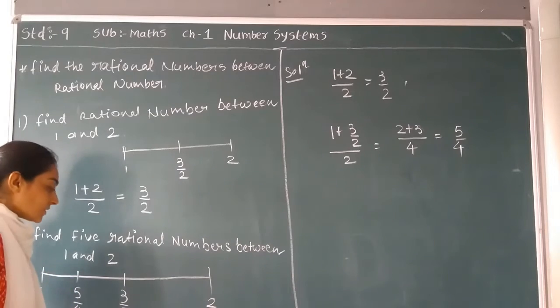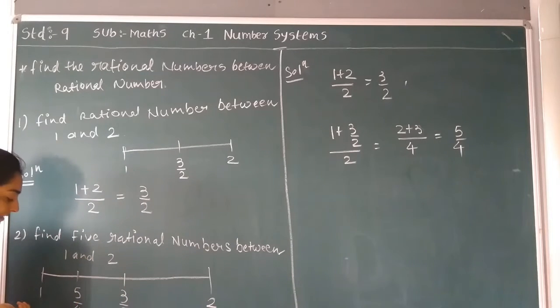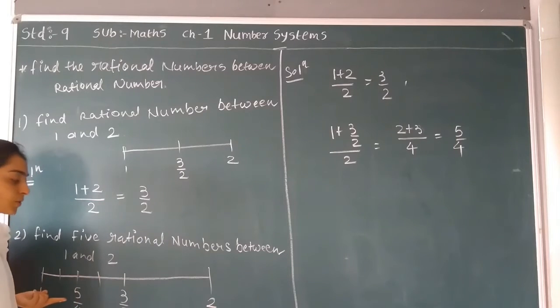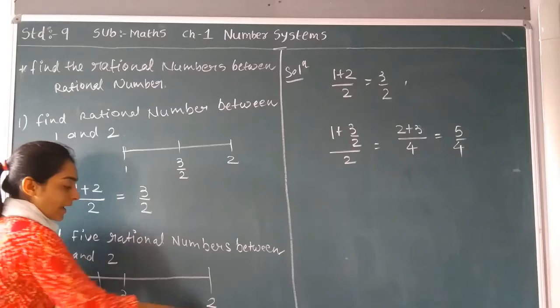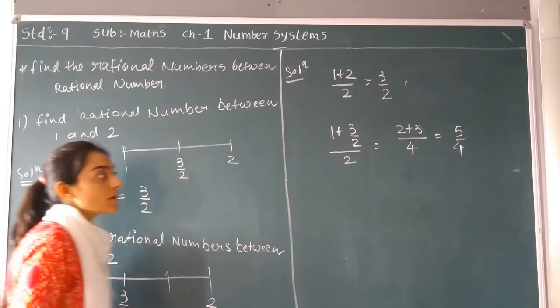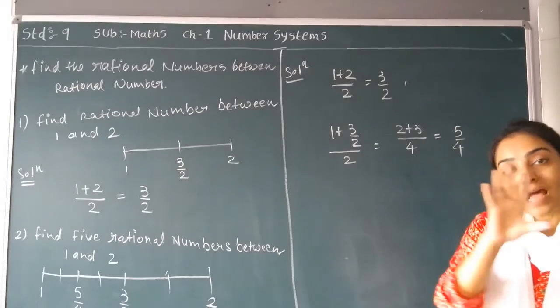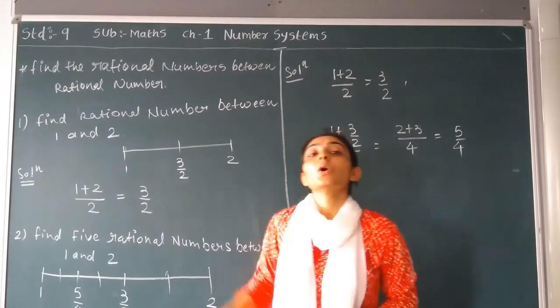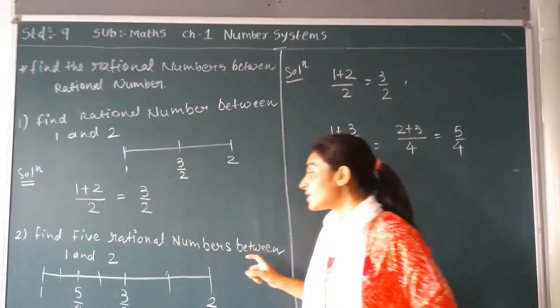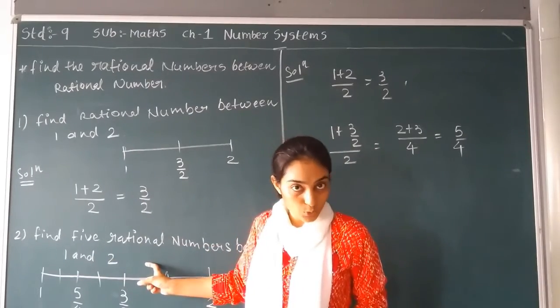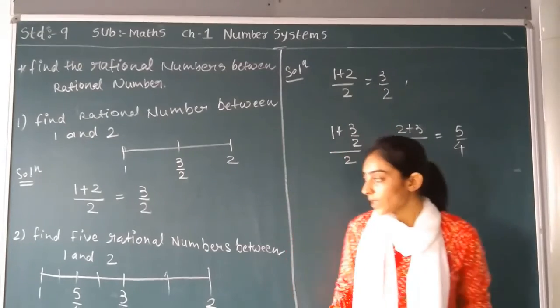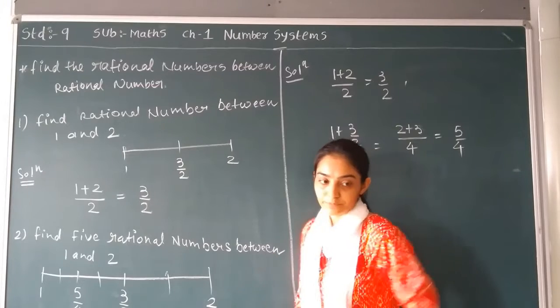If we continue this method, you can take 1 and 5 by 4 and find the number between them, or take 5 by 4 and 3 by 2 and find the number between them, and take 3 by 2 and 2 and find the number between them. This way you can find 5 rational numbers between 1 and 2. You have to find 5 rational numbers between 1 and 2 using this average method in your homework. You have to complete this question.